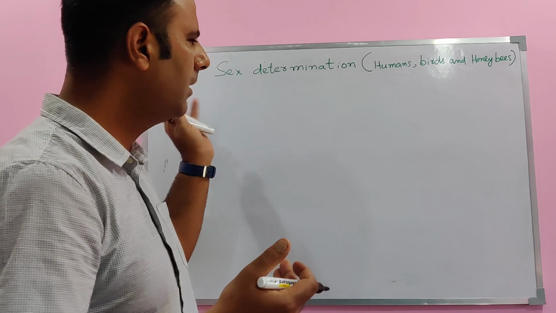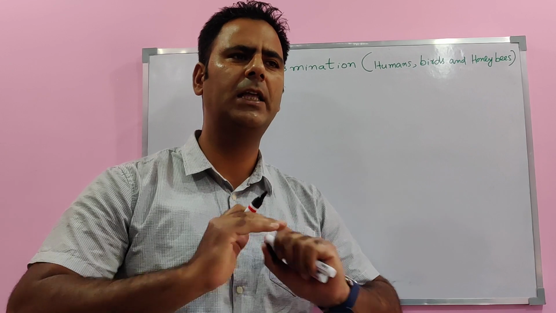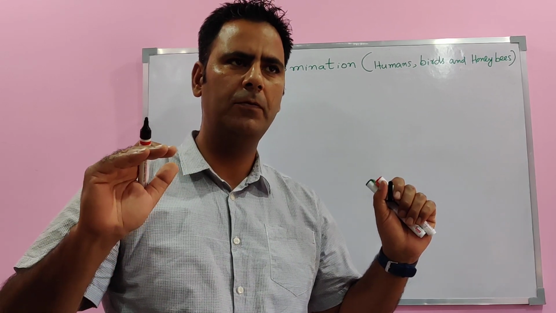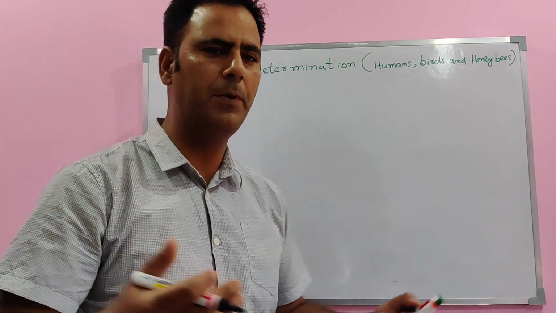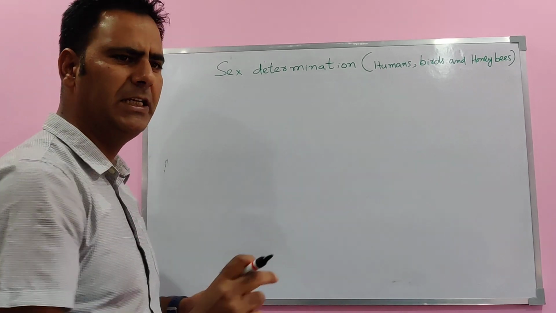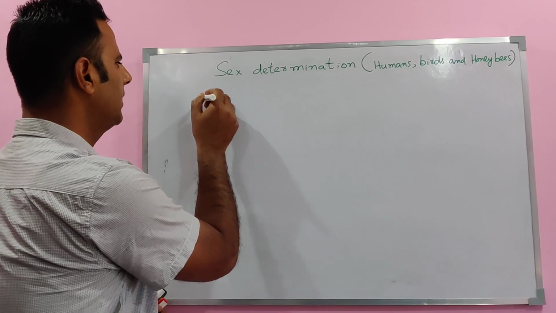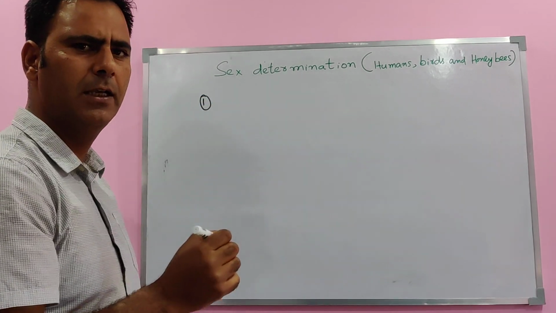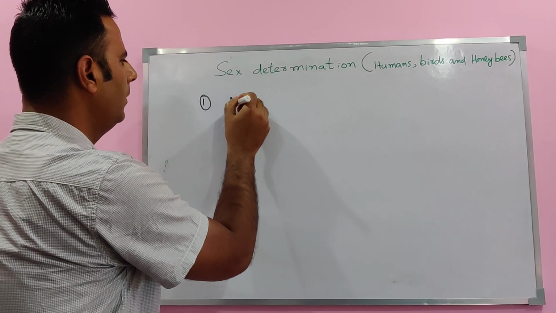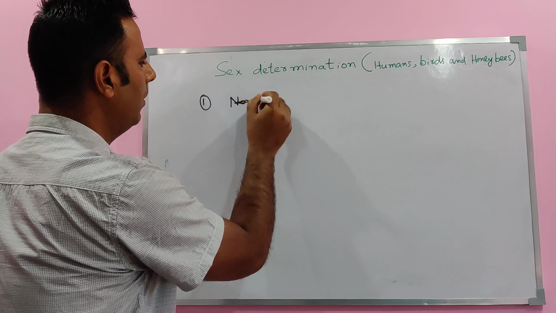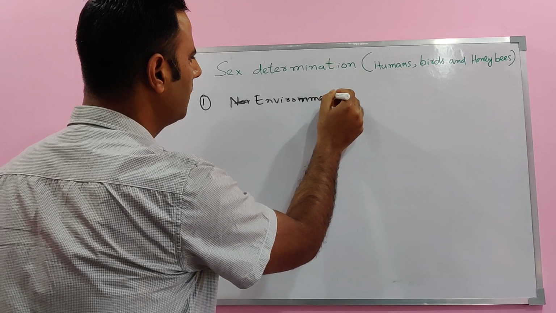See, in case of different organisms, in case of humans, birds, honeybees, we have a number of methods which are particular to a particular species by which we can determine the sex. When we see sex determination, we have several methods. The first method of sex determination is the environmental method of sex determination.